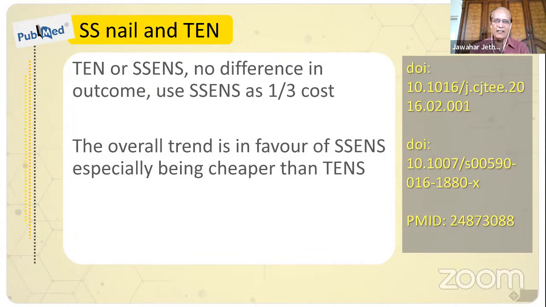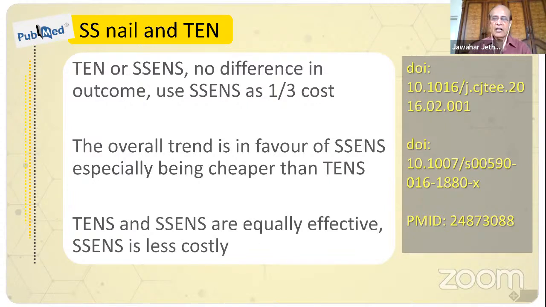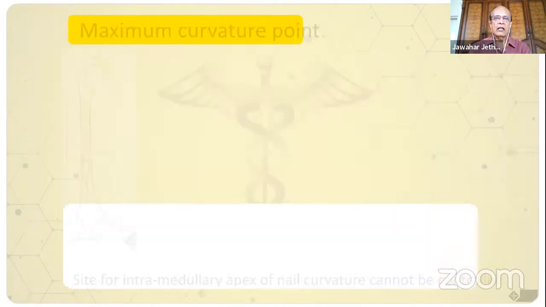Another says similarly, the overall trend is in favor of stainless steel elastic nail, especially being cheaper than titanium nails. And another paper says that titanium nails and SS nails are equally effective. So why not use something which is less costly, that is stainless steel nail?